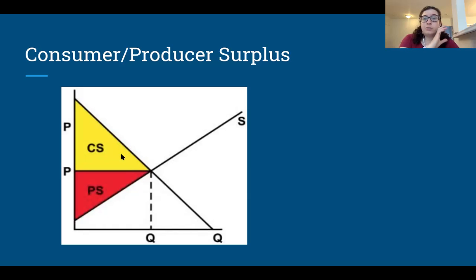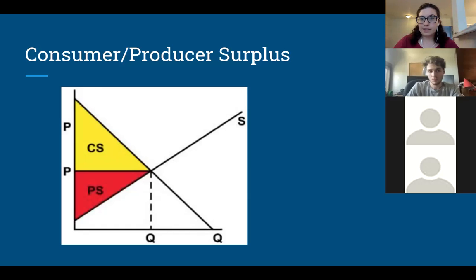In the economy, surplus is good. You want consumers to feel like they're getting a good deal and producers to feel like they're getting a good deal, because that makes for a better functioning economy. Efficiency is measured in surplus. The goal of efficiency is to have the most surplus, to have everyone as happy as possible. Does that make sense as the basics of surplus?